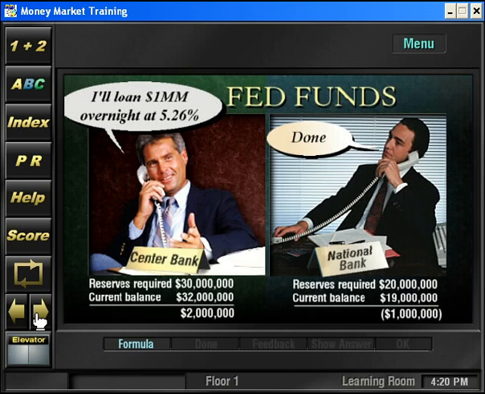The Fed funds market is the interbank market in which banks borrow reserves from or lend reserves to each other. Interest is paid at maturity. Non-banks do not have access to this market.